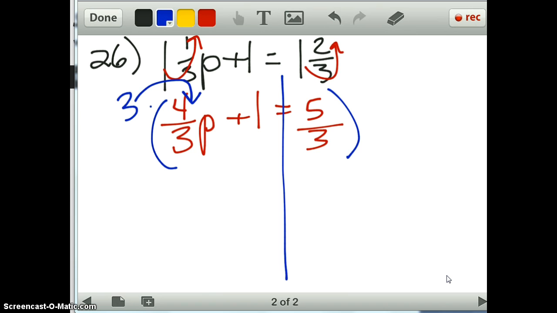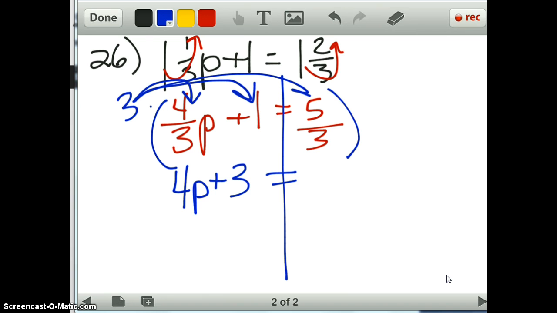3 times 4/3 p. 3 times 4 is 12, divided by 3 is 4. You might see that there's just some cross simplification that can happen there. Here's the place everybody misses and gets the wrong answer. 3 times 1. Don't forget to times the 1. So you get plus 3 there.